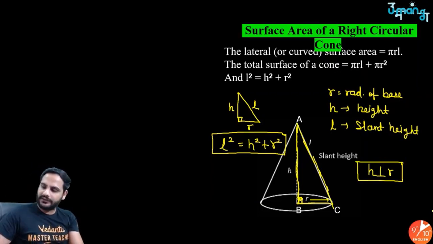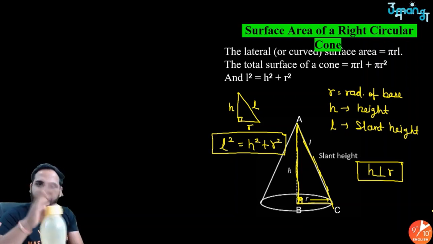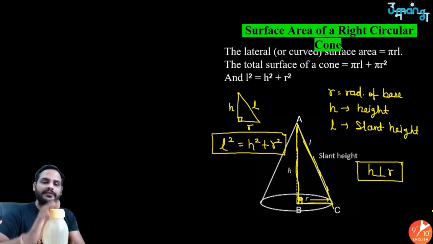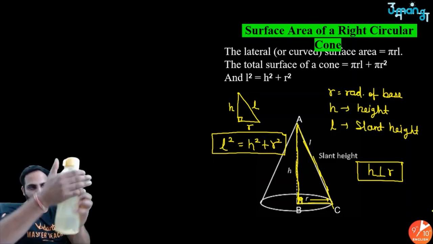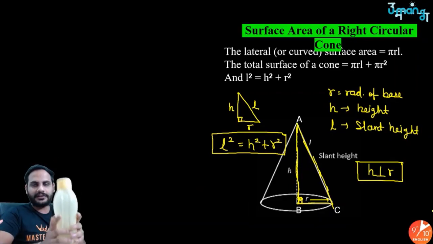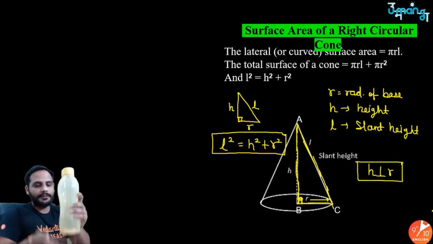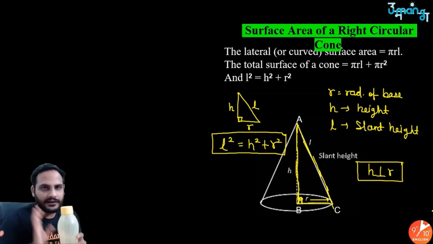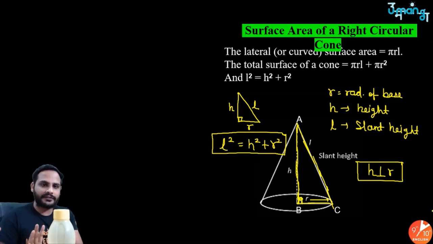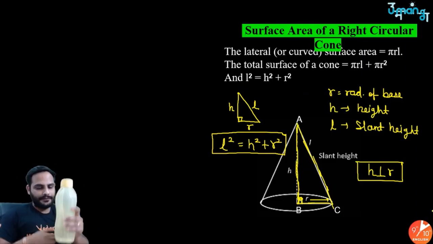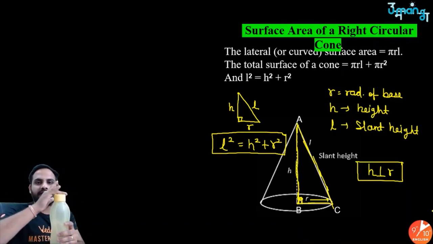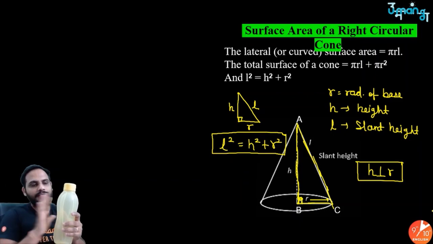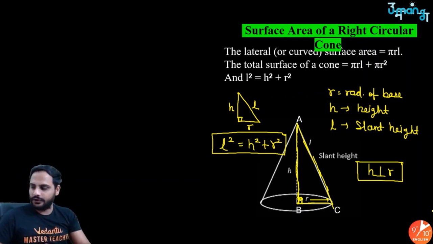The second important thing is curved surface area and total surface area. To understand that, let's look at this bottle. Total surface area means the area of all the surfaces: all these surfaces plus the area of the top plus the area of the bottom. The curved surface area is obtained by removing the area of the top and the area of the bottom from the total surface area. In curved surface area we do not include the top and bottom; all the rest of the area we consider.